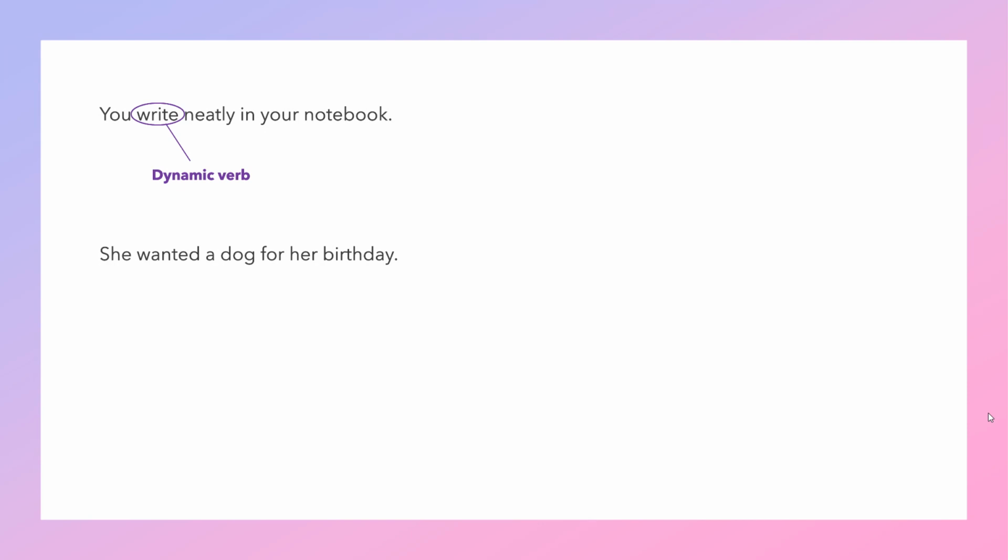So in this sentence, the verb is wanted. She wanted a dog for her birthday. But because you can't physically see someone wanting something, this one is a stative verb.